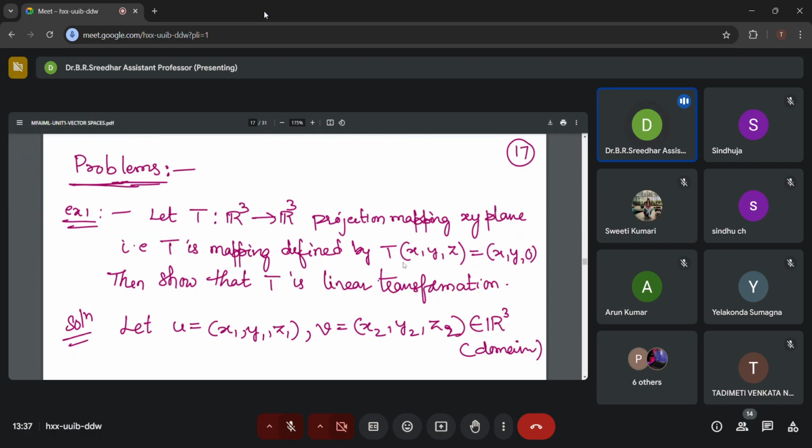There are three coordinates, x, y, z, in this domain, and the codomain also possesses three coordinates. That means T of x is reflected with x, T of y is reflected with y, and T of z is reflected with 0. That's the statement. What does it mean?